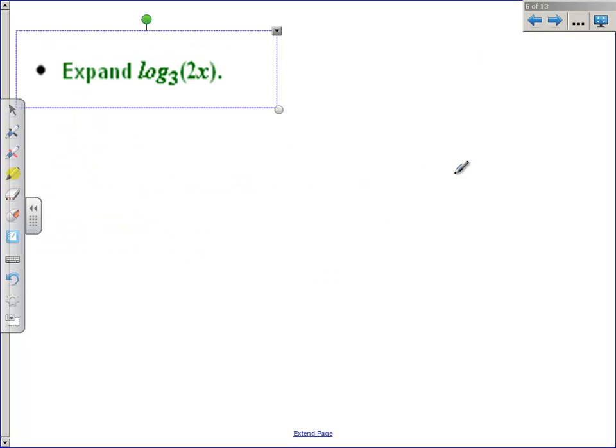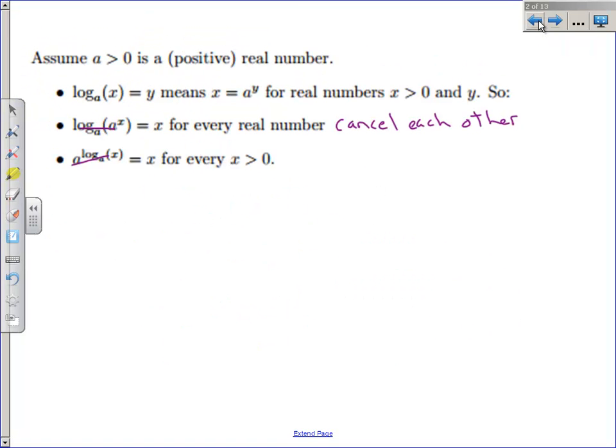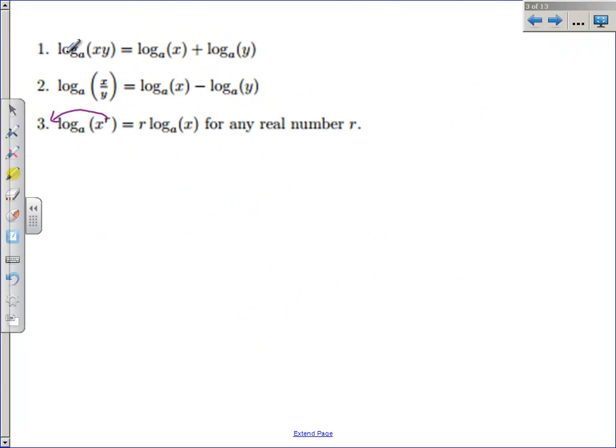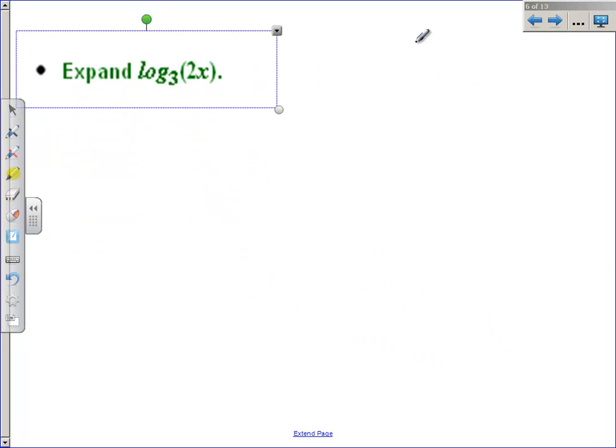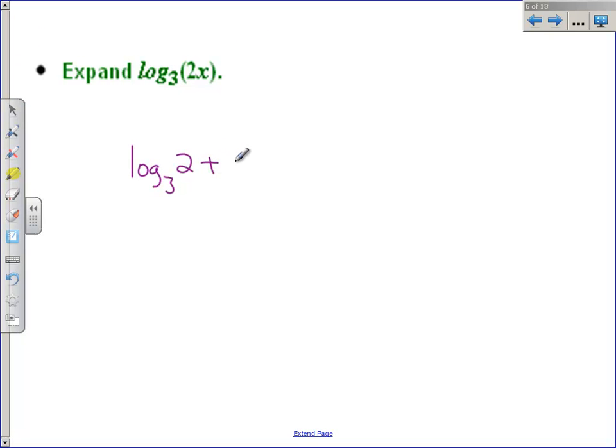Let's do some examples. Expand log base 3 of 2x. Well, this matches our very first rule. Let's go back and look at that very first rule for logs. The log of a product is the log of the first plus the log of the second. Again, this is unique to logarithms. So this would mean that this is the log base 3 of 2 plus the log base 3 of x. Boom. Expanded.